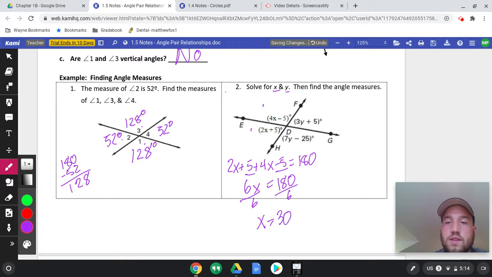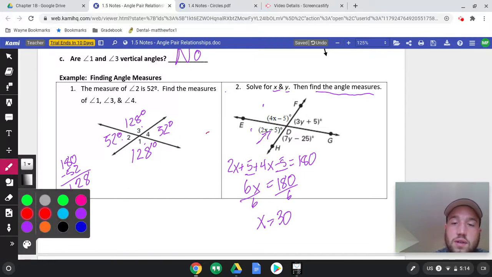Now, this is asking us to find x and y and the angle measures. So we'll plug that in right here for that x. So 2 times 30, whatever we get, plus 5. 2 times 30 is 60 plus 5. So this is 65 degrees.